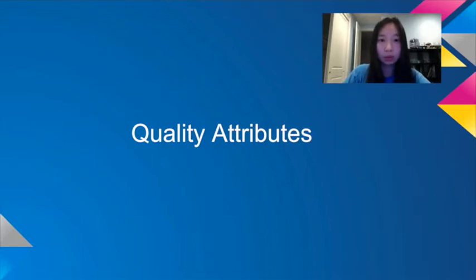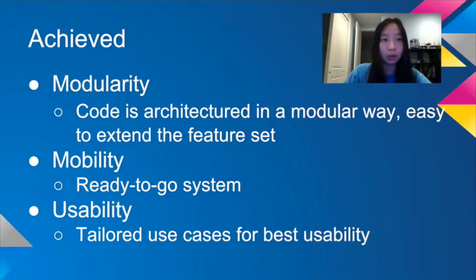Next, I will reveal the quality attributes our team focused on during this semester. We have achieved multiple quality attributes including modularity, mobility, and usability. For modularity, we architectured our code in a modular way. Throughout the semester, we continued to add new features into the existing feature set. And because our code is structured in such a modular way, it was extremely easy to add new features into the existing set.